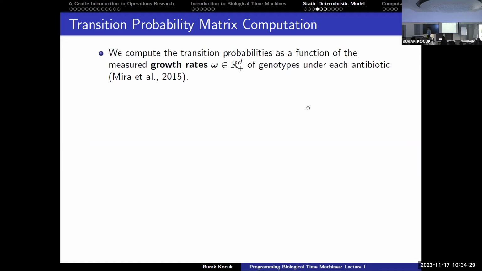Now you may be wondering how we obtain these matrices. Where does it come from? So here's some biology involved eventually. To get to the probabilities, what these people do is measure the growth rates of genotypes under each antibiotic. They go to their lab, they have hundreds of tubes, I guess. They put the genotypes in the tubes, they apply the antibiotics, and they measure the growth rates. And I will denote this growth rate by omega.